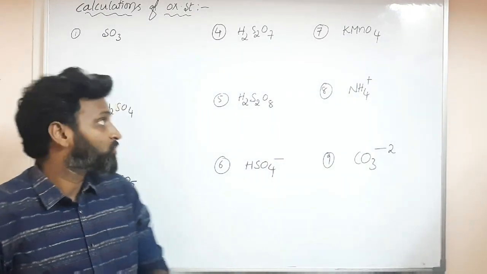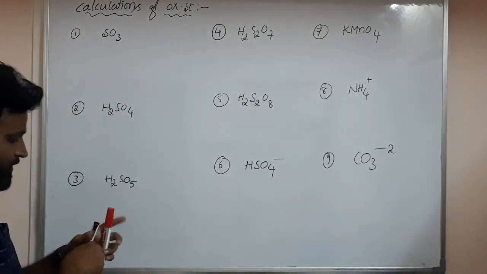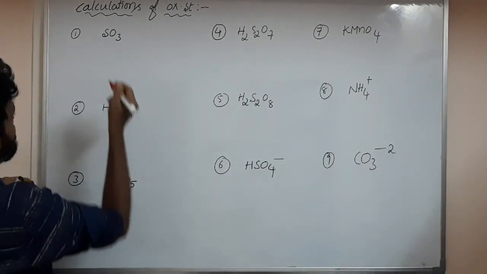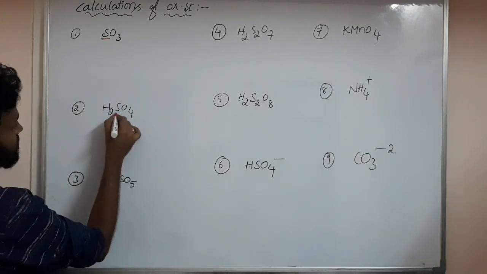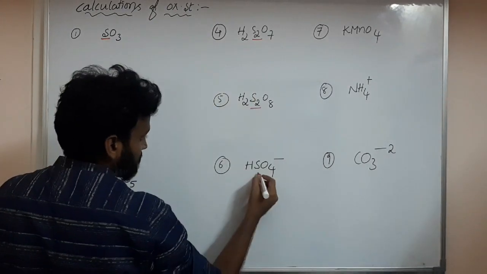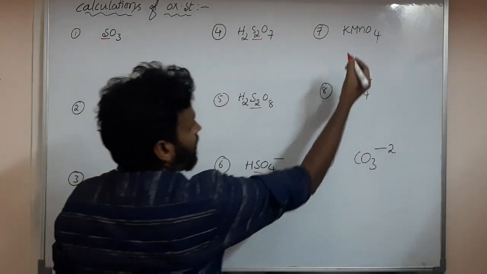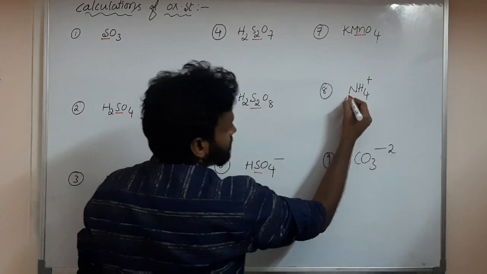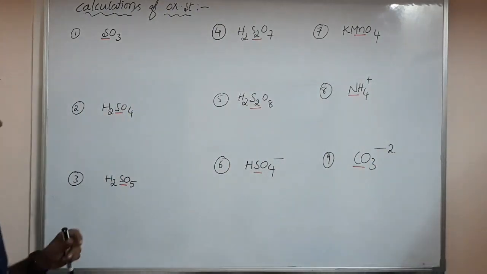Again we have to discuss the calculations of oxidation states. See, I'll underline a few elements here. Here I want the oxidation state of sulfur, and sulfur here. So to get the oxidation state of this particular atom, here manganese I want, here nitrogen I want, here carbon I want.